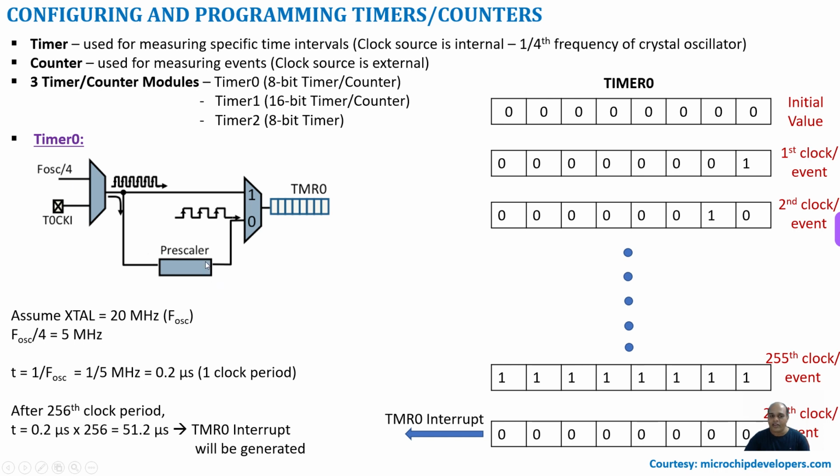So by default, I can use this F oscillator by 4 frequency with a prescaler value. Default value is 2. So we have a clock frequency of about F oscillator by 8, which is a default value for our incrementation frequency.